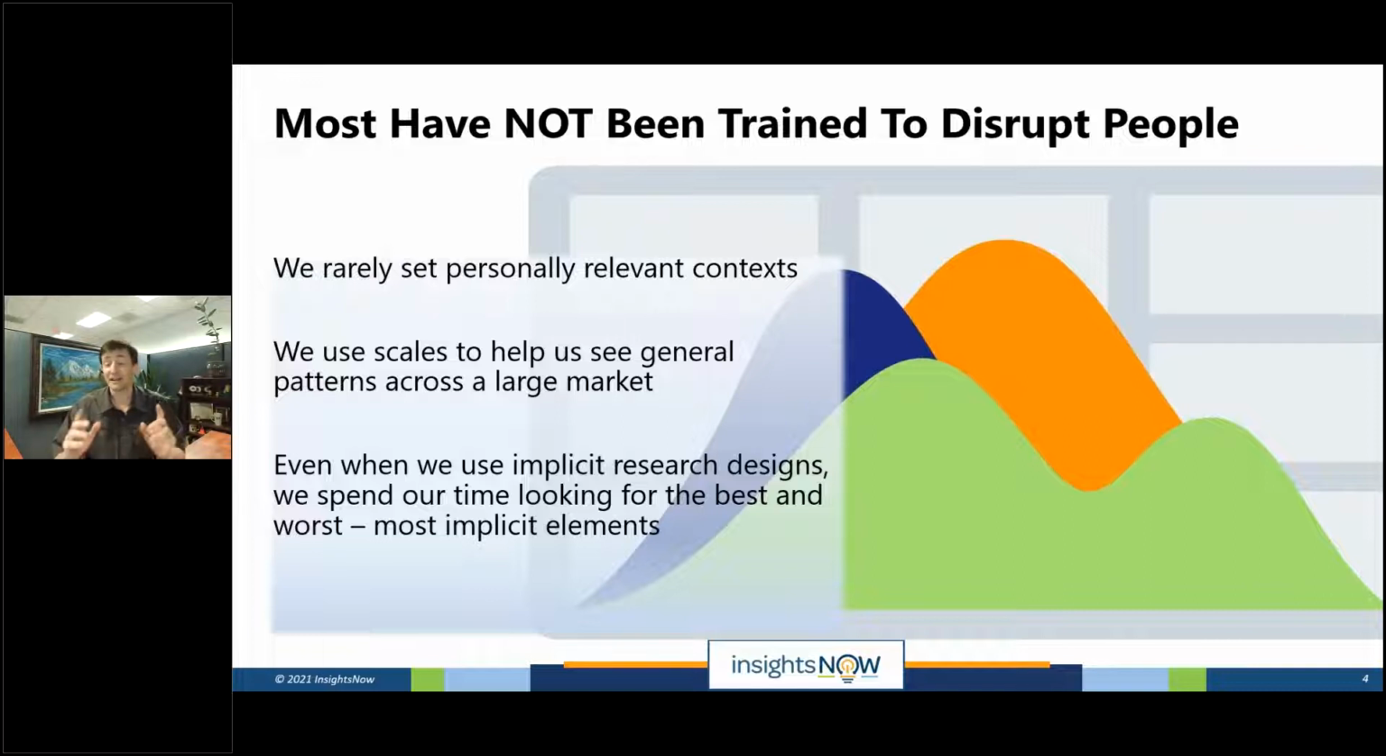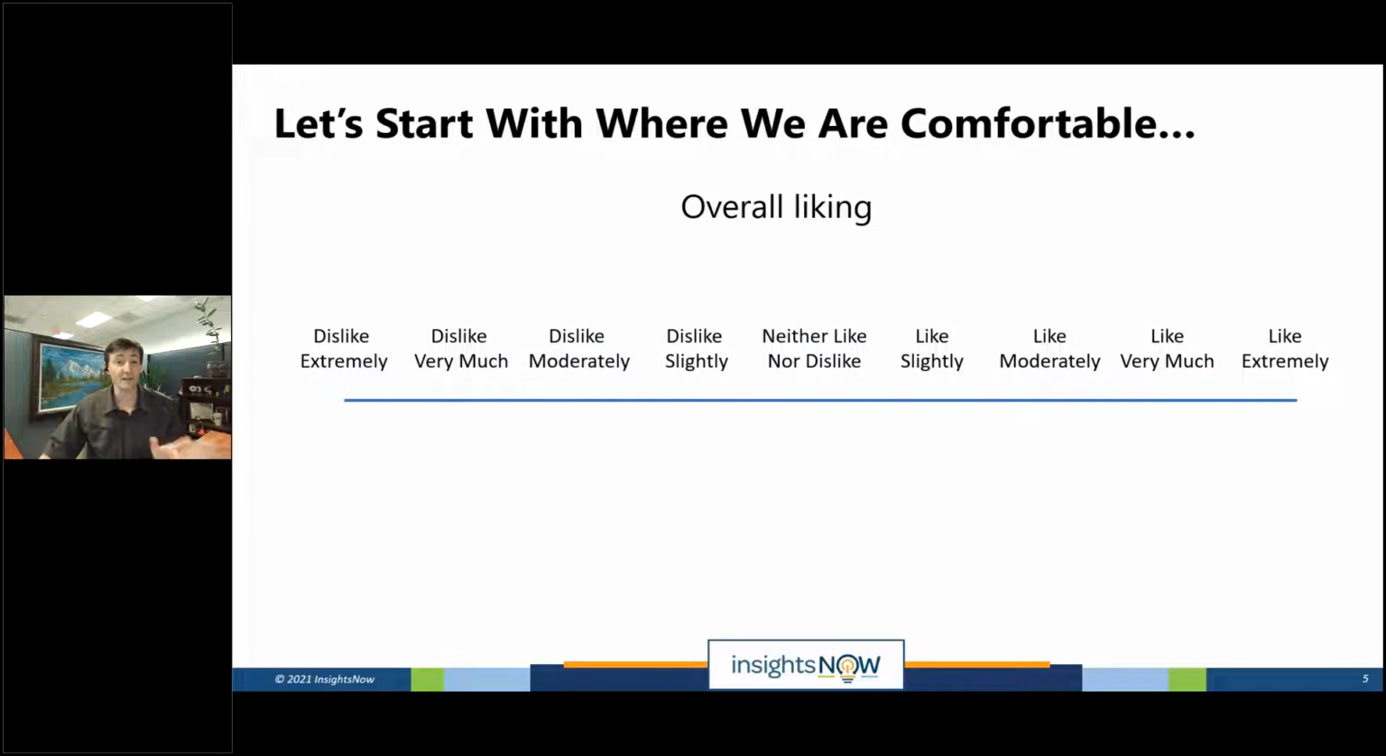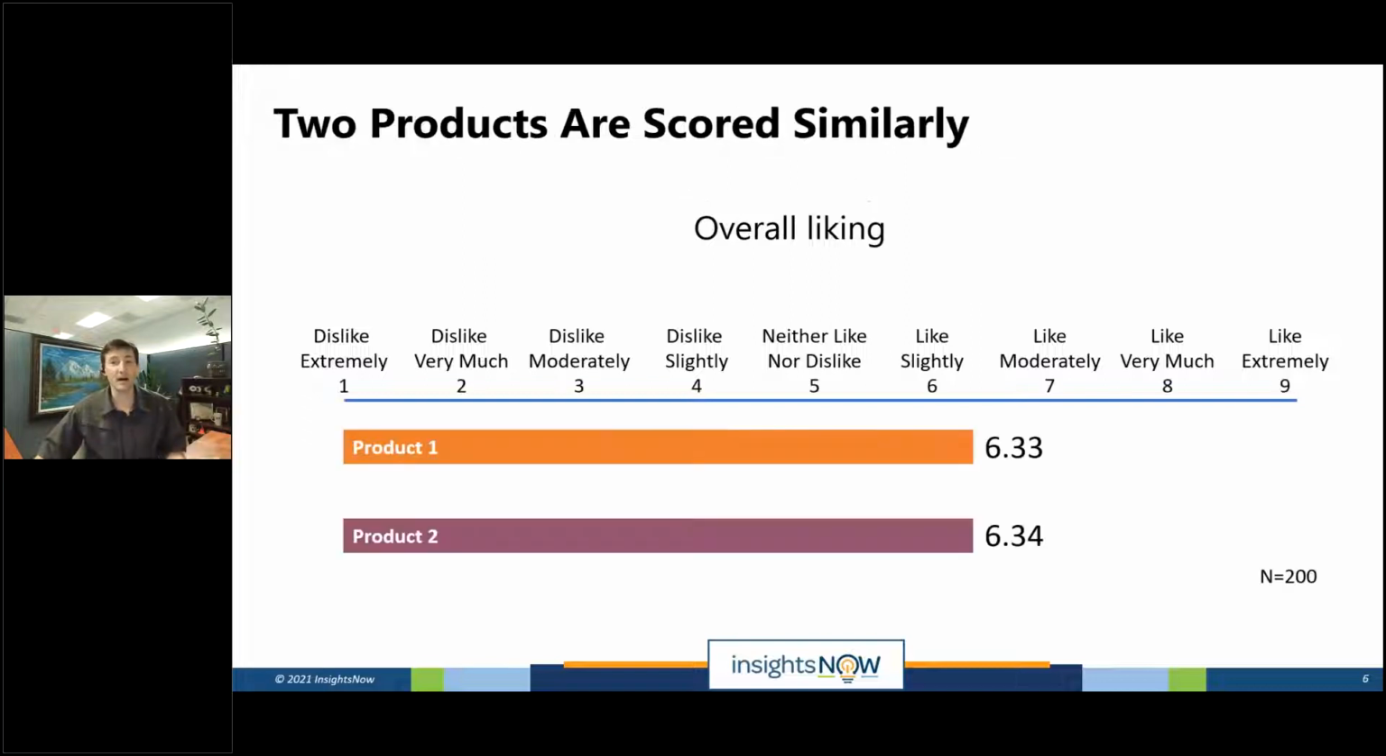All right, now that's sometimes in and of itself a tough concept for people. So I'm going to start somewhere that a lot of us are familiar with, just to get you into the mindset of seeing patterns. So let's think of an overall liking scale. Classic 9-point liking scale, from dislike extremely to like extremely. If you've got a couple of products and you have a group of, say, 200 people score those products, you get 2 products with similar scores, right?